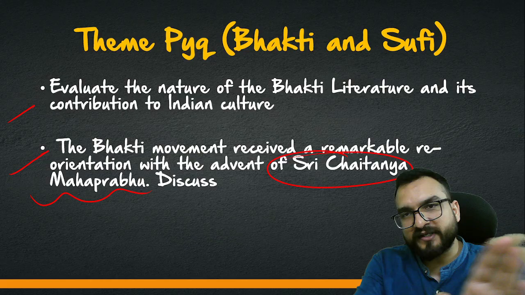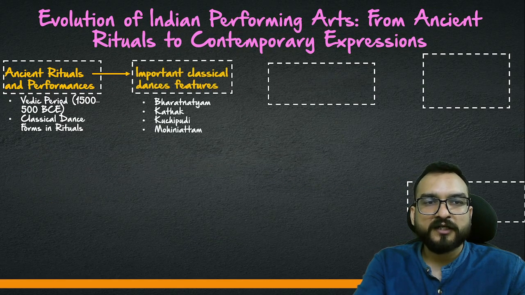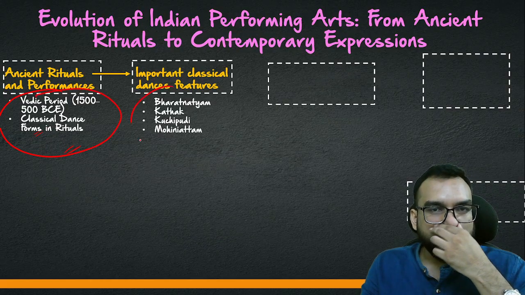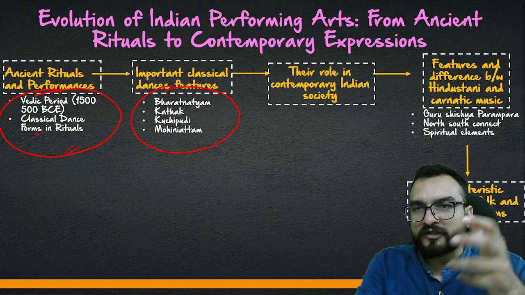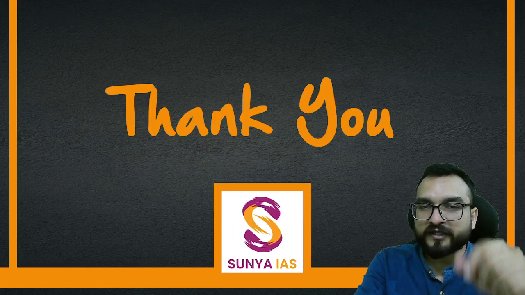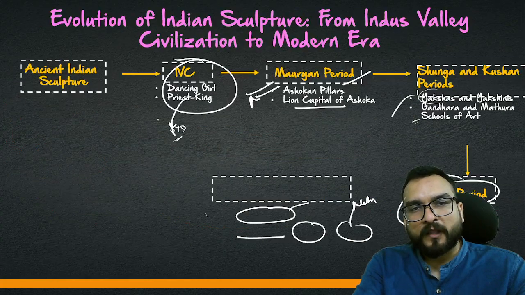Okay. Now the next theme, the sixth, is on performing arts. How performing arts were done in the Vedic period, you will see. Then Bharatnatyam, Kathak emerged. Then you will see Hindustani and Carnatic music and what the difference between them is. Very important, guys. Okay. So in this way we have divided the themes.